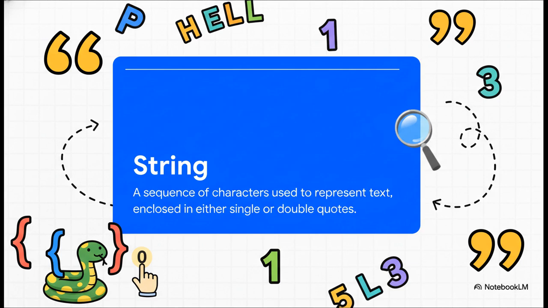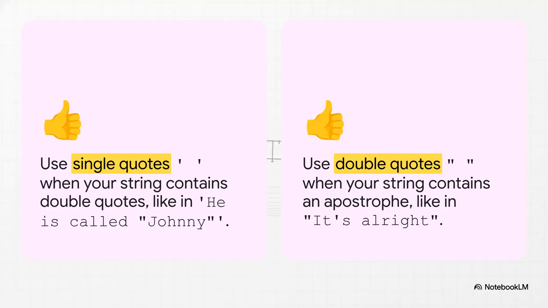So the answer is this really simple but powerful idea. Python sees all text as a string. And what's a string? Well, think of it like beads on a string. Each character is a single bead, all lined up in a specific order. The only rule is you have to tell Python where the string begins and ends, and we do that with quotes.